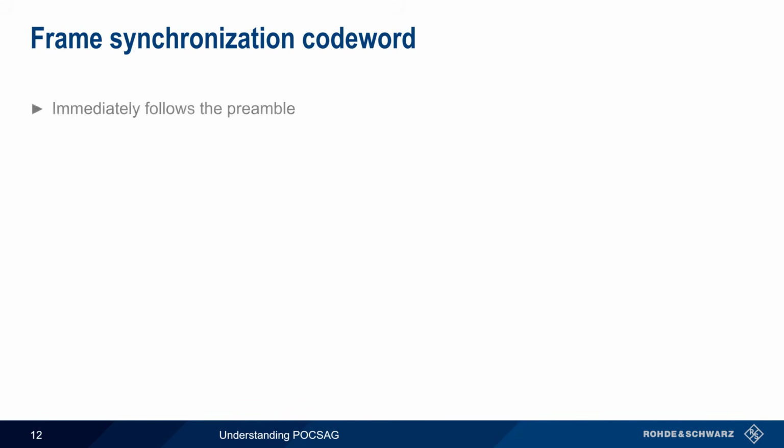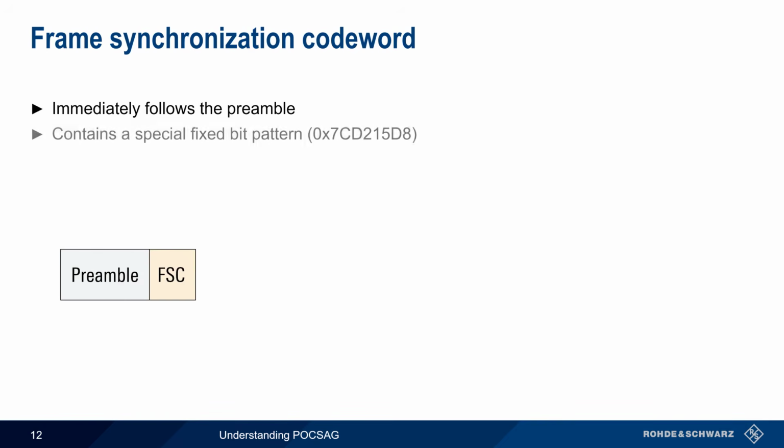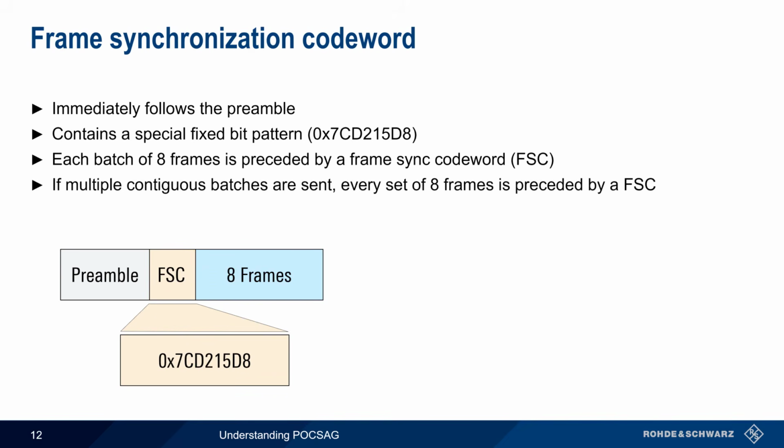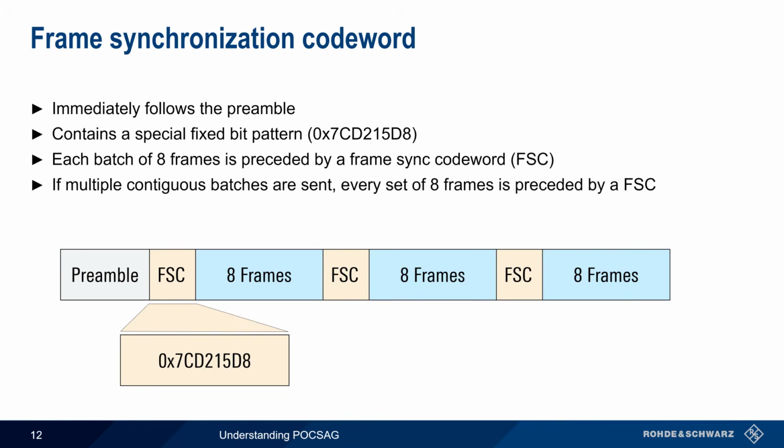Immediately following the preamble is the frame synchronization codeword. This 32-bit word contains a special fixed bit pattern. Each batch of 8 frames is preceded by this codeword. Note that if multiple contiguous batches are sent after a preamble, then each set of 8 frames must be preceded by an additional frame sync codeword.